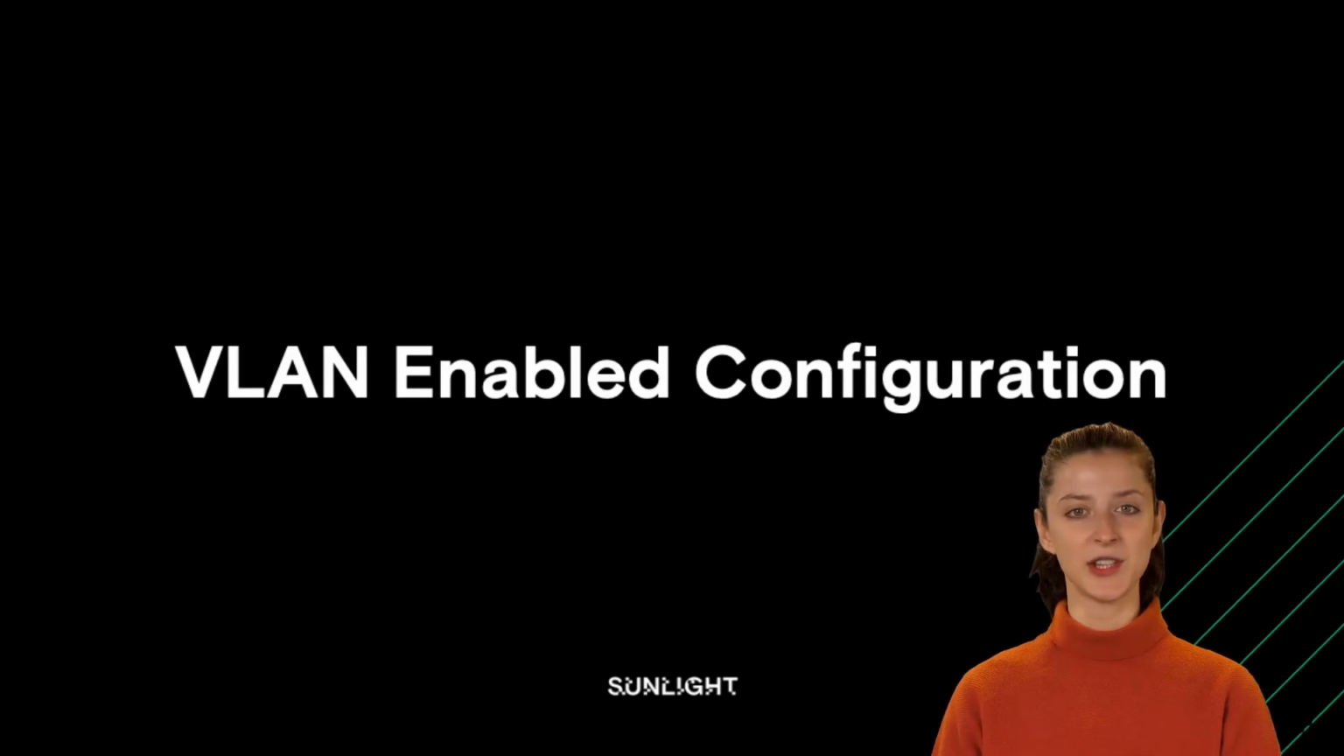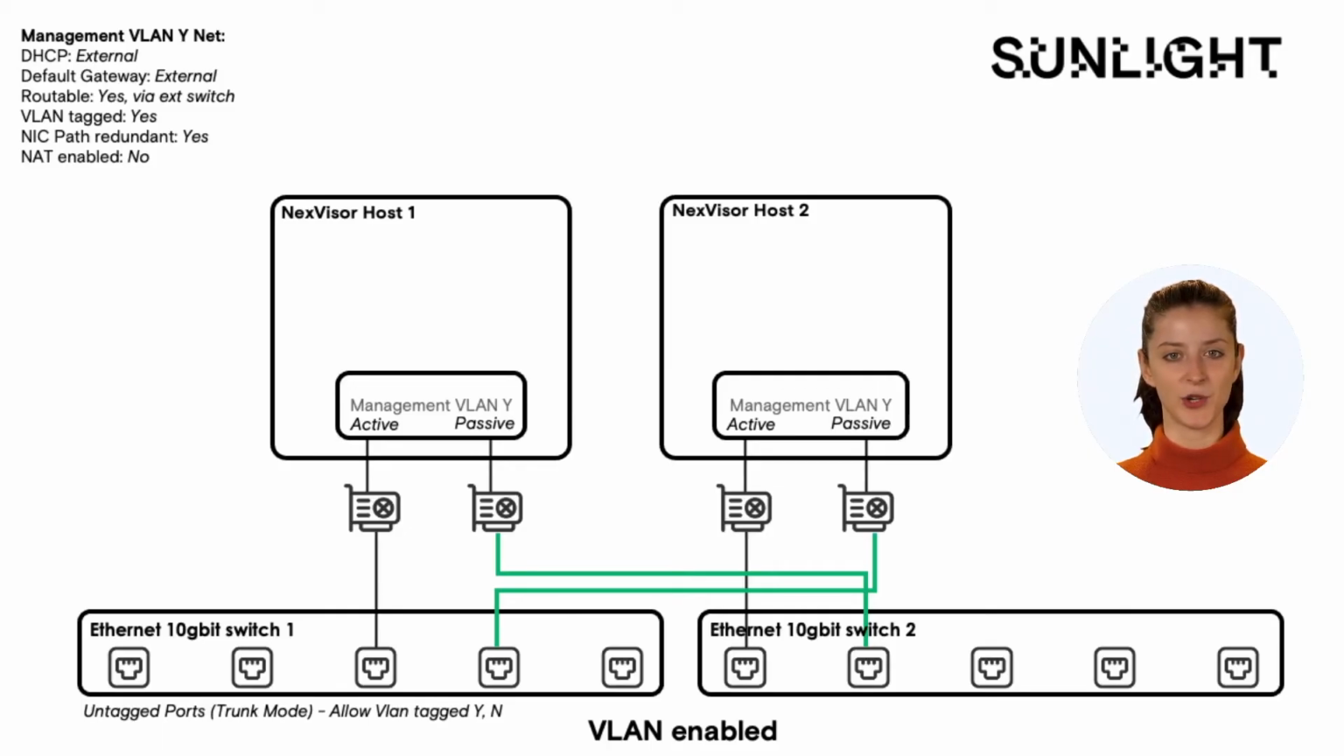Let's look at a VLAN-enabled configuration, which might be more common in an enterprise data center. If you choose to enable VLANs when you first set up your Sunlight cluster, the node will automatically be configured with VLAN tagging enabled for the cluster management traffic. Note that you can configure any VLAN ID you wish to use for management traffic. By default, Sunlight will configure the first physical 10 gigabit NIC on the system as the active path, and will bundle the additional NICs as passive failover paths for each. All this configuration is taken care of for you, and you do not need to make any adjustments.